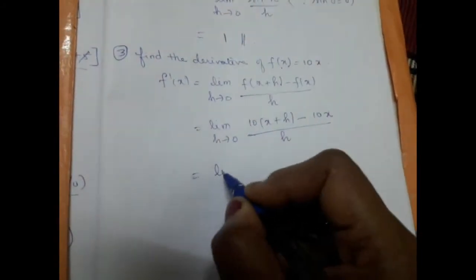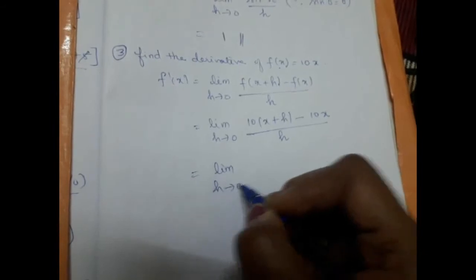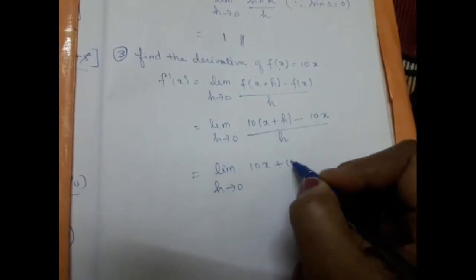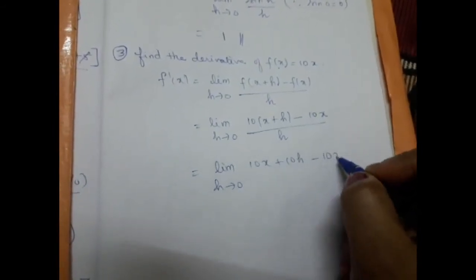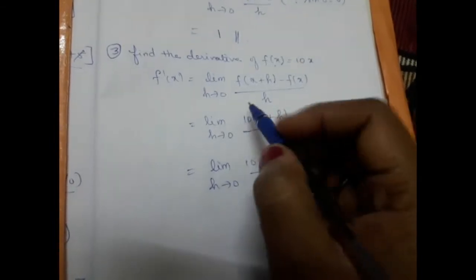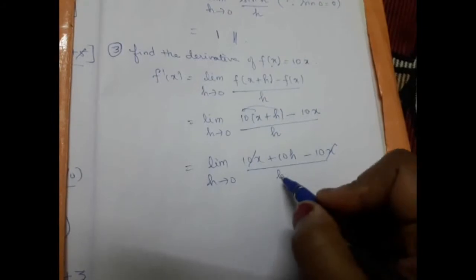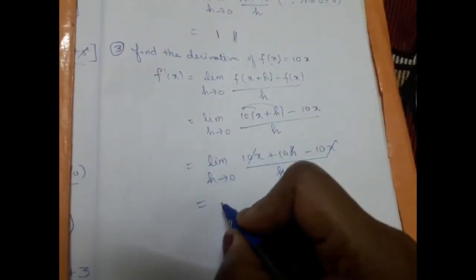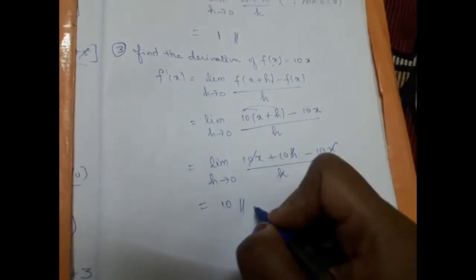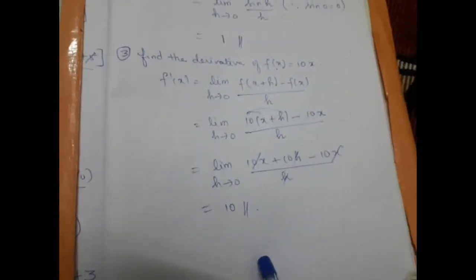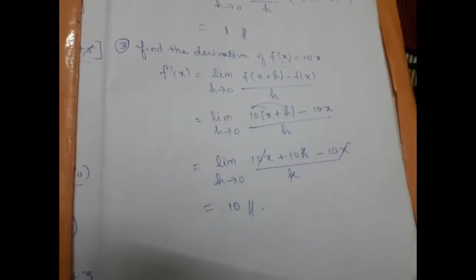So which is equal to limit h tends to 0, 10x plus 10h minus 10x divided by h. I have multiplied each and every term. So plus 10x minus 10x will get cancelled. H also will get cancelled. So limit h tends to 0, 10 is nothing but 10. So this is f dash of x. Derivative of f of x is 10. Right? Hope you got it.